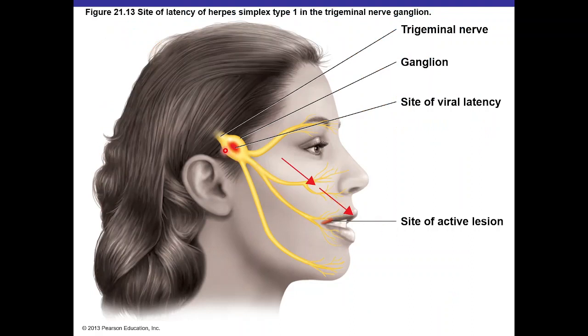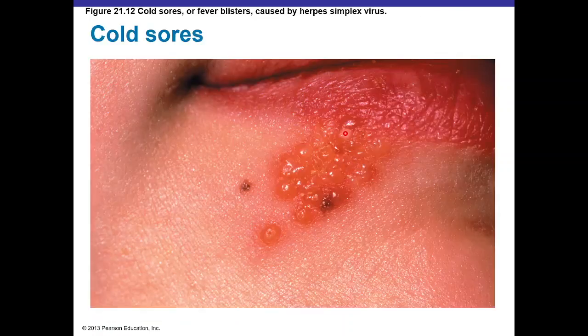Similarly, for cold sores. These cold sores will cause vesicles in the commissure of the lips, and then with time, this virus will go into the ganglion of the trigeminal nerve, and then it will reactivate itself when the person is immunocompromised, and then the person ends up with vesicles in the perioral area.